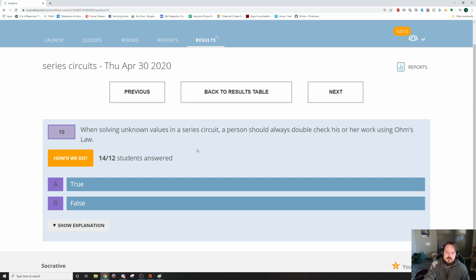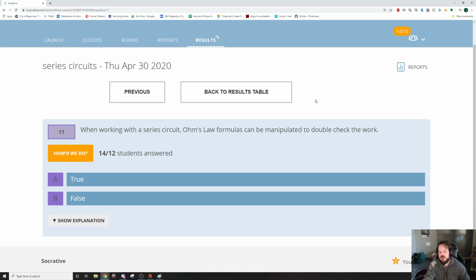When solving unknown values in a series circuit, a person should always double check his or her work. Just covered that. It's like I know what's coming. When working with a series circuit, Ohm's law formulas can be manipulated. Double check the work. Yeah, that's the same question.